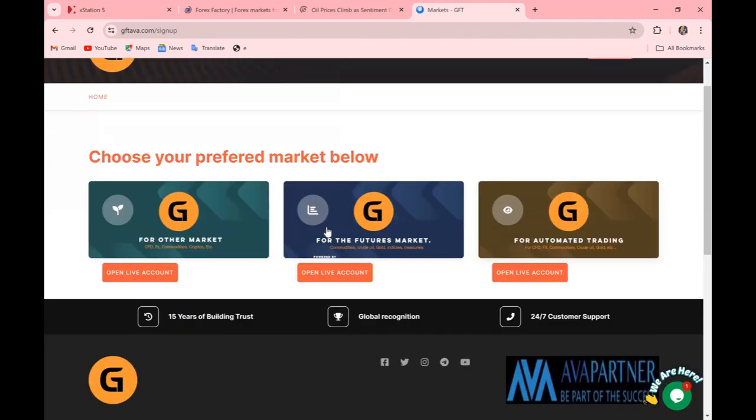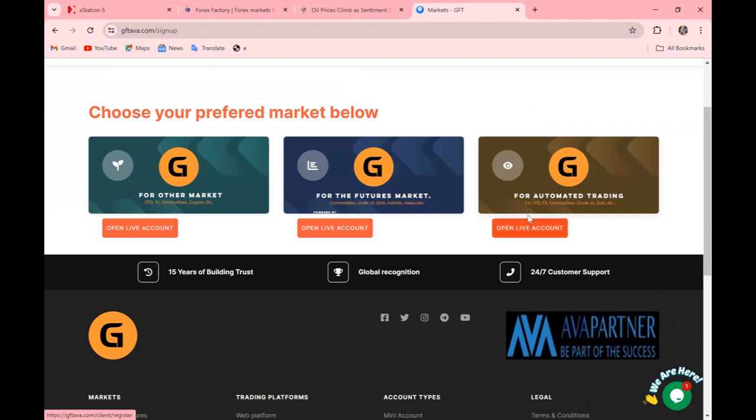All you just have to do here, you click on open account. But if you have an account with Ava already, no need to open an account. You just have to connect directly from Ava to them. So no need to sign up on their website again if you already have an account with Ava.